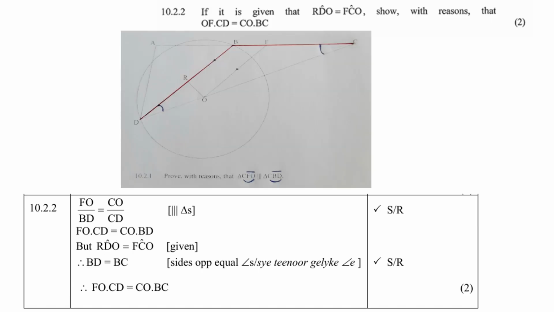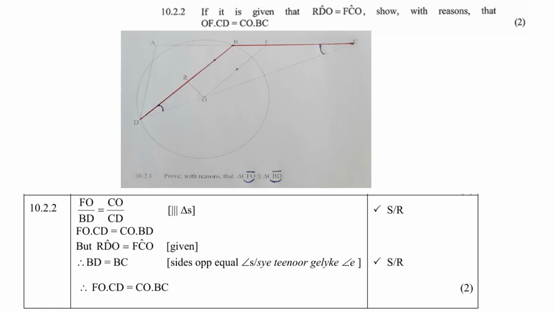Let's look at the solution of 10.2.2. If it is given that angle RDO equals angle FCO, like I've indicated with those blue little lines there, can you see the blue lines? Show with reasons that OF times CD equals CO times BC. Now it's very clear that we need here to use a ratio. The moment you see sides multiplied, you must think ratio.